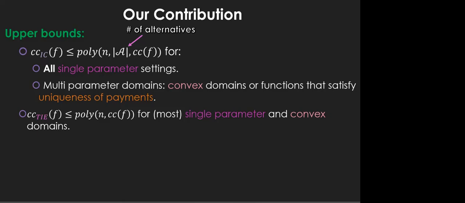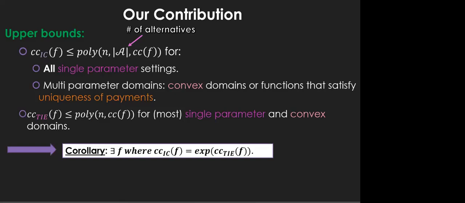polynomial overhead. I'll just remind that the mechanism is truthful in expectation if a player always maximizes expected profit by bidding a true value. And the upper bound on truthfulness in expectation combined with the lower bound on deterministic payment computation implies that there exist single parameter functions with an exponential gap between deterministic implementations and truthful in expectation implementations.